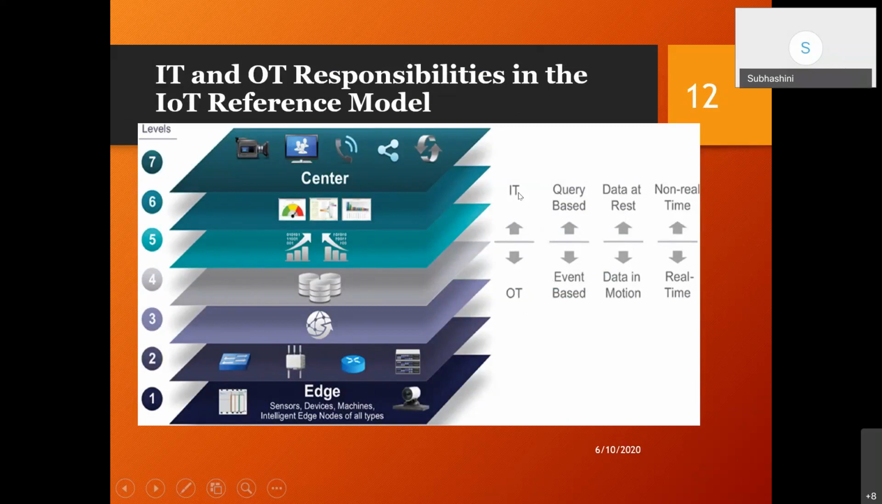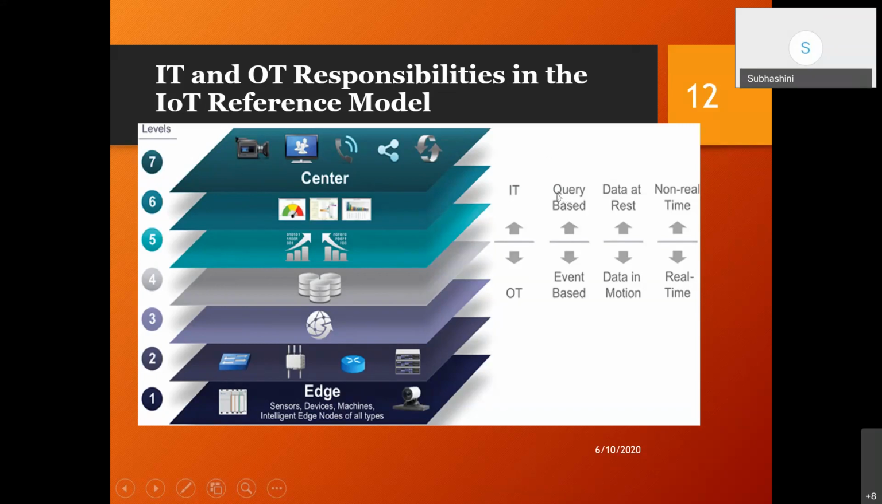What do you mean by this? IT is query based and OT is event based. That means what? See, when I say IoT project, data is getting generated by whom? By the thing. What is that thing? It's basically a device. Correct? Now, device comes under which category? OT. And whatever data is getting generated by the device, it comes under what? IT. So, what I do with the data, I usually query the data.